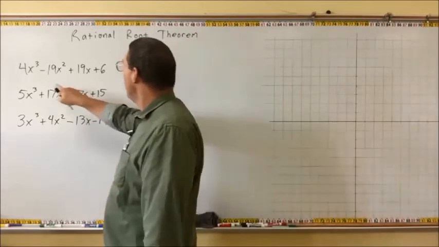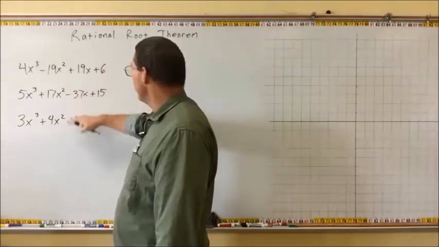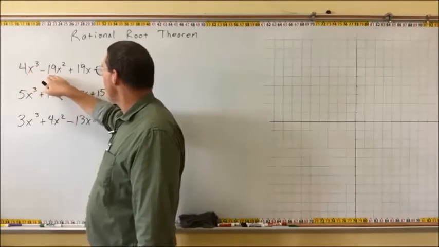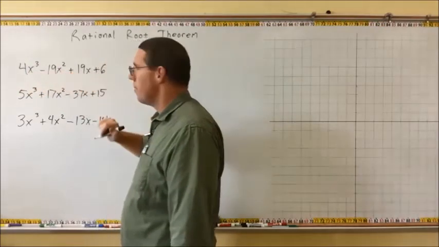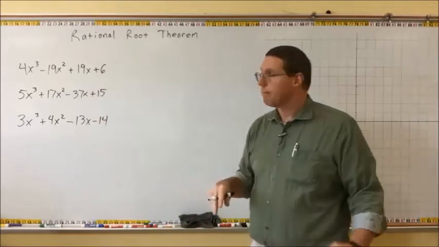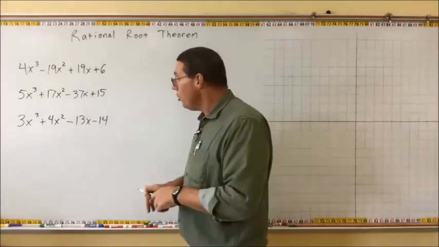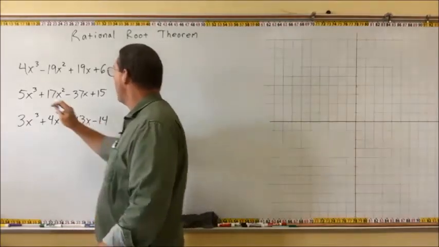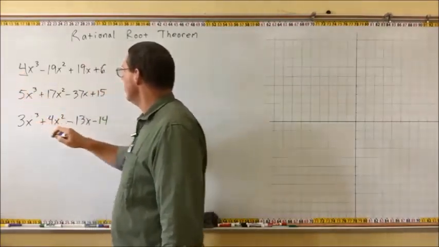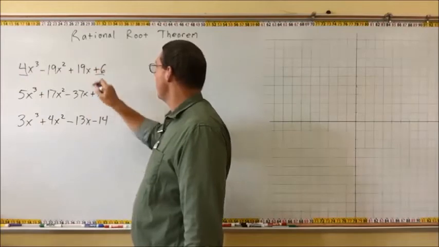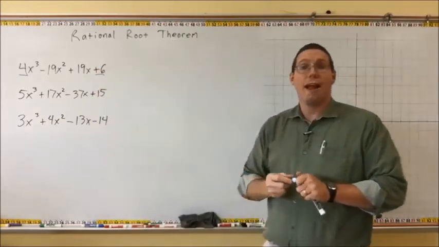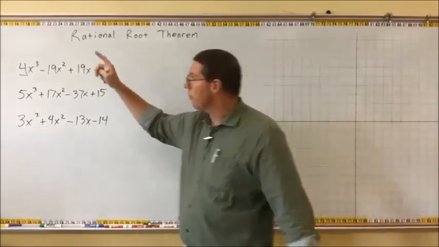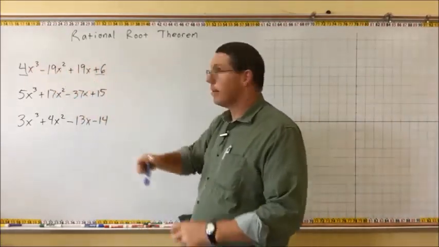Let's say we have some polynomial. Ignore these two for a minute. Let's just work on this one right here: 4x cubed minus 19x squared plus 19x plus 6. We only care about two things in this equation: the lead coefficient, the lead number, and the constant at the end, the last number. You can ignore everything else in this polynomial. All we care about is the number at the front and the number at the back.